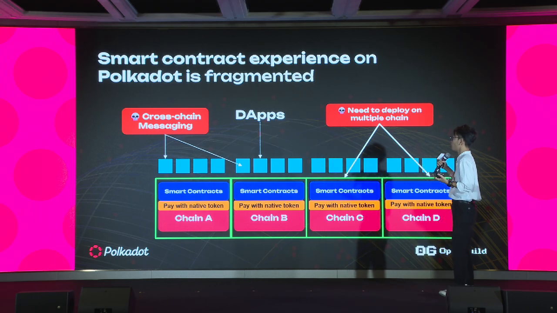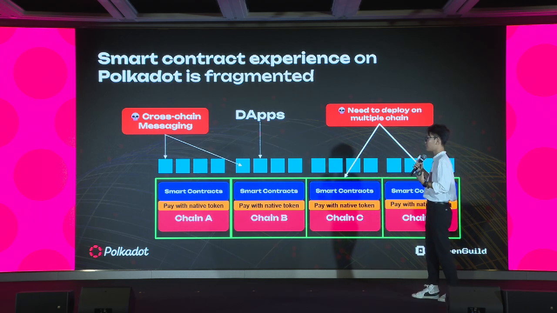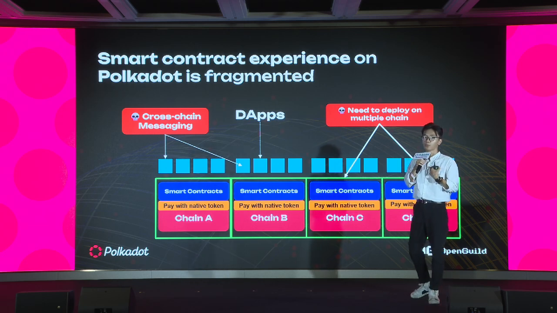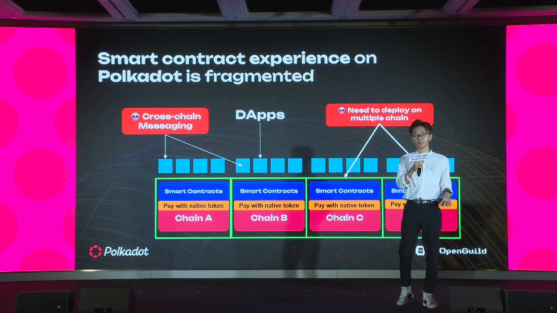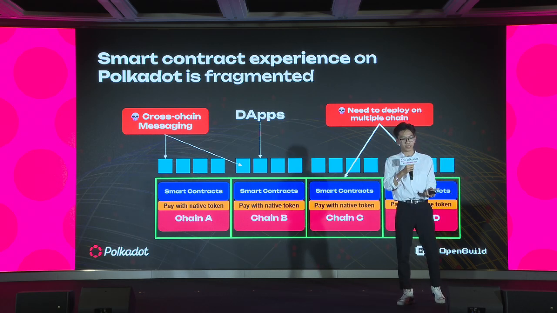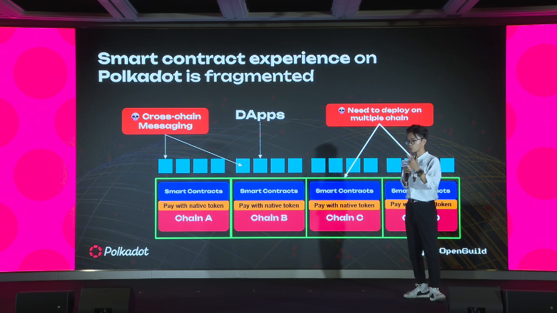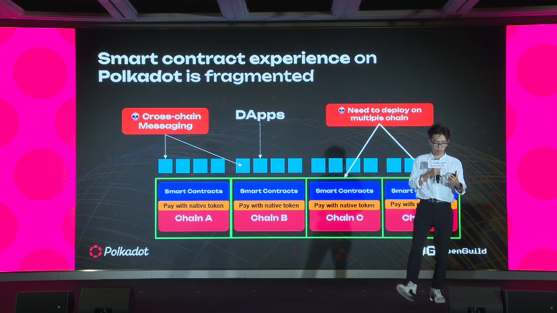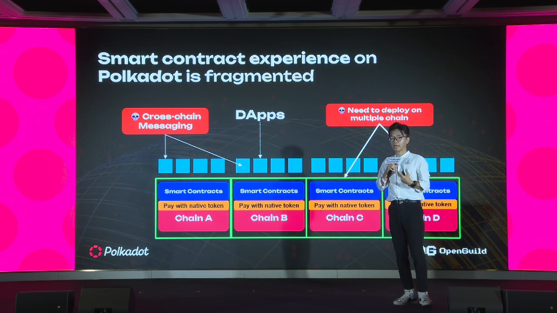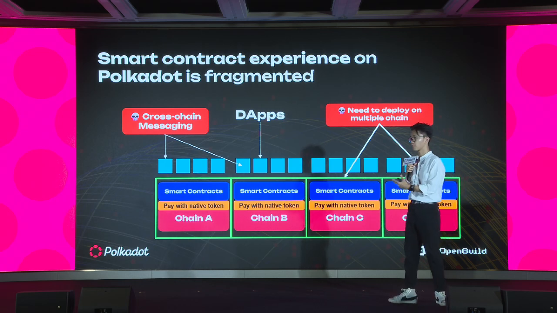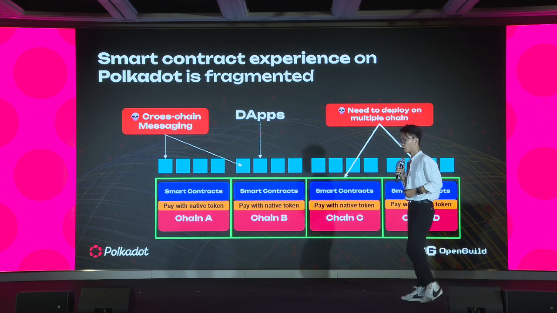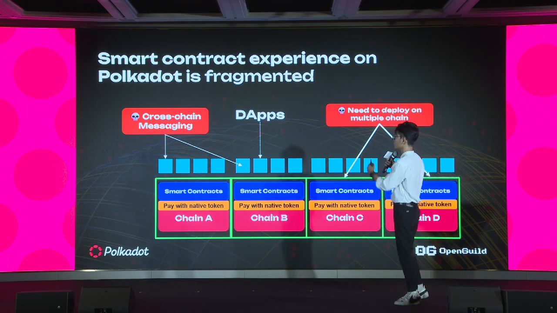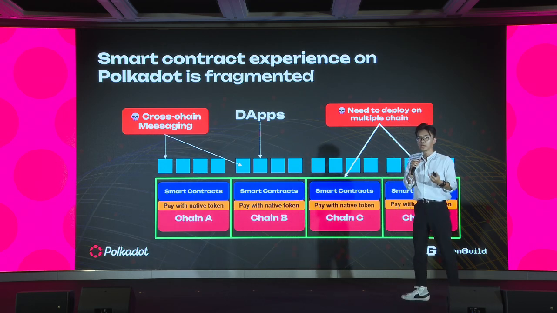So the smart contract experience on Polkadot is also fragmented. It's decentralized because we are a protocol for layer one blockchain, so we have a lot of sub-ecosystems out there that have their own native token, and decentralized applications deployed on these sub-ecosystems are going to use those native tokens, which doesn't bring much value to the DOT token. And at the same time, if the decentralized apps want to communicate with each other, they have to use cross-chain messaging using XCM.